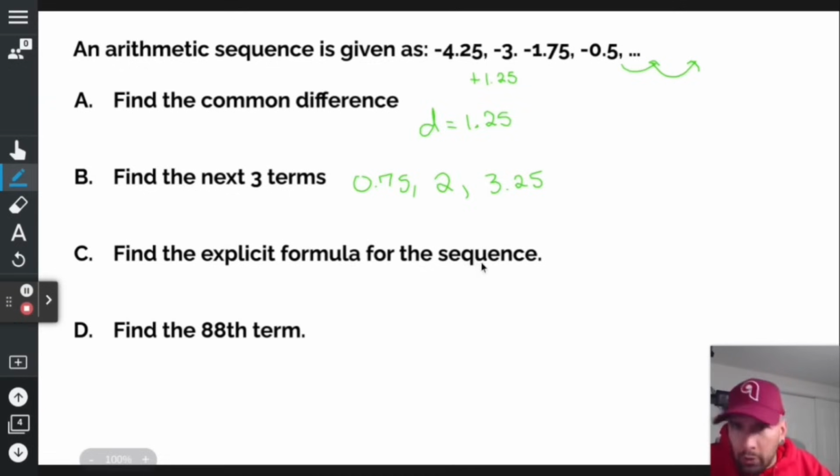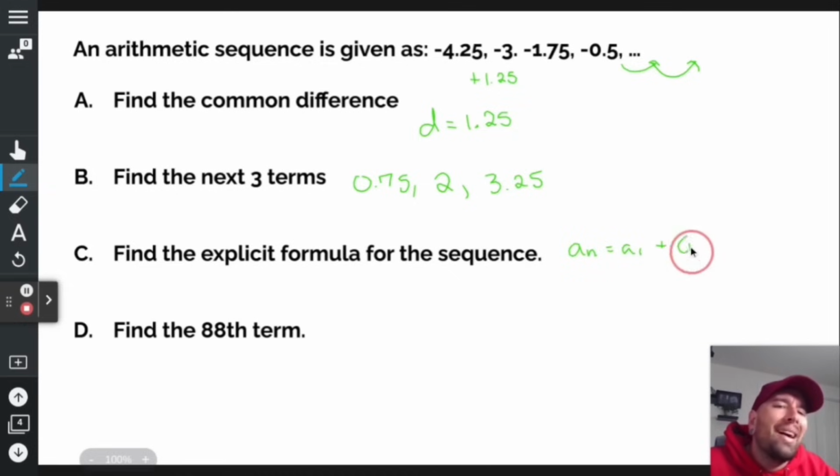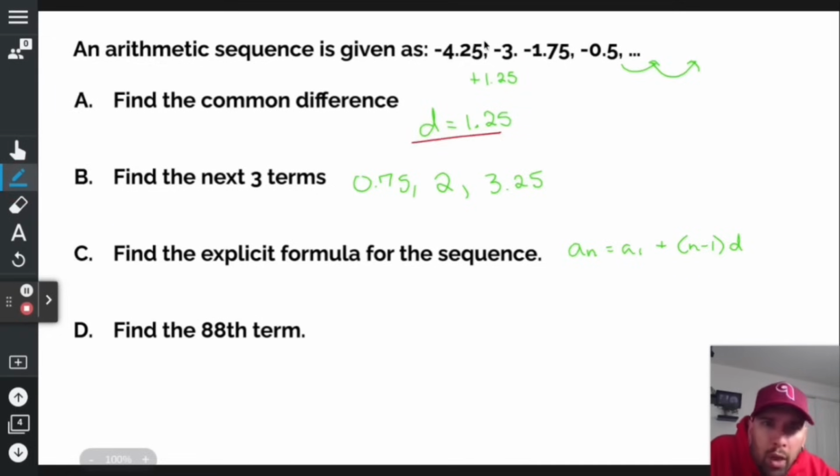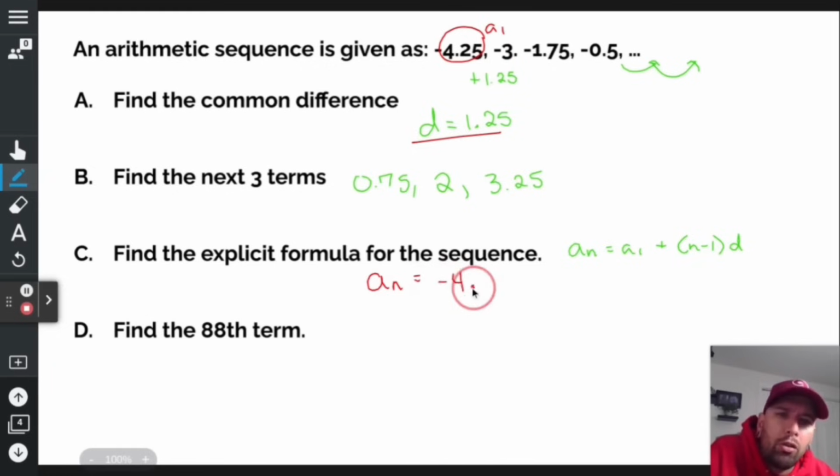The explicit formula is what we wrote down on the last slide: a sub n equals a sub 1 plus n minus 1 times d. Okay, let's label everything that we know. We already know d, and we know the first term, so I'm going to call it a sub 1. So the general explicit formula is going to be a sub n equals the first term, negative 4.25, plus n minus 1 times d, which is 1.25.